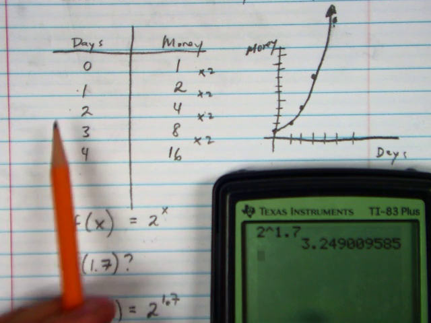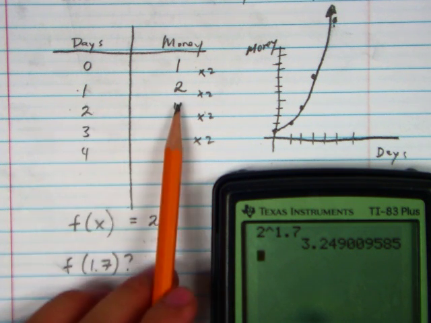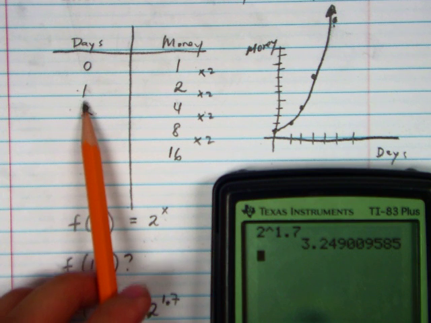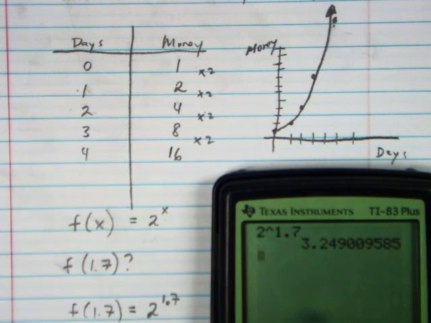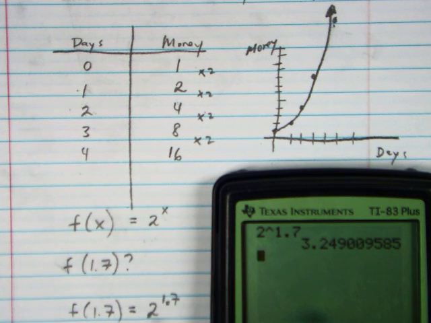If we look on here, between 1 and 2, that was about 1.75. 1.7 was about 3.25, so we can see that was closer to 4 than 2, just like how 1.7 was closer to 2 than 1. So we can have decimal exponents right there, and we can calculate decimal exponents.